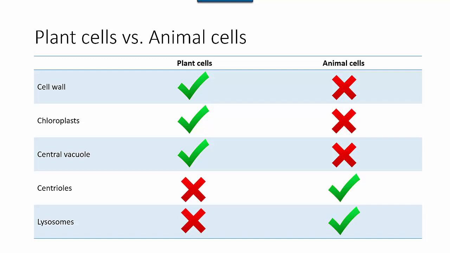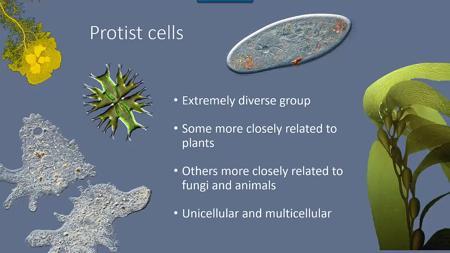Now, let's move on to talk about another type of eukaryote, the protist. Protists are an extremely diverse group of eukaryotic organisms that have yet to be definitively classified. As such, the protists are sort of a catch-all grouping that consists of some organisms more closely related to plants and others more closely related to fungi and animals. Most unicellular eukaryotes are included in this group, but others, such as the kelp on the right, are multicellular.